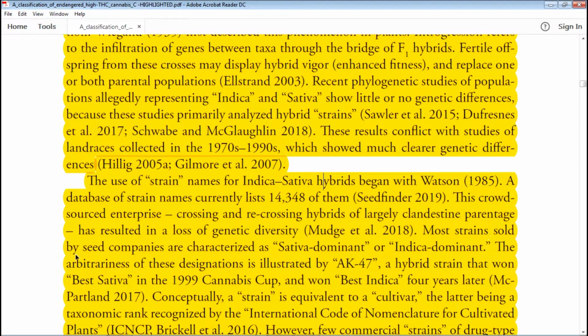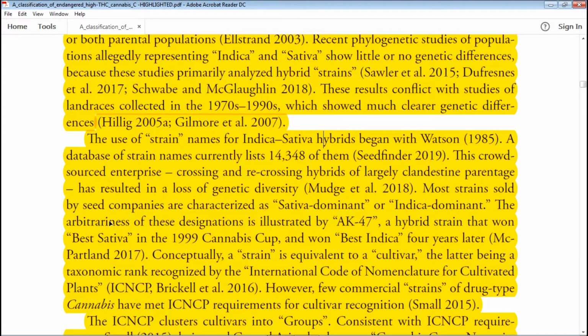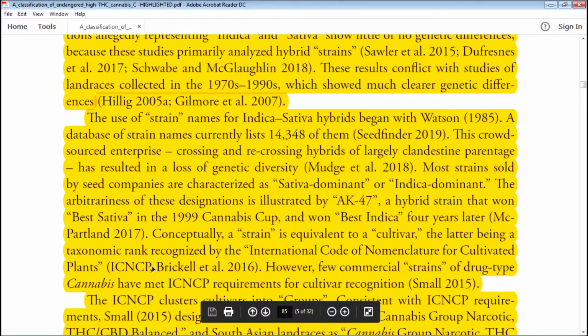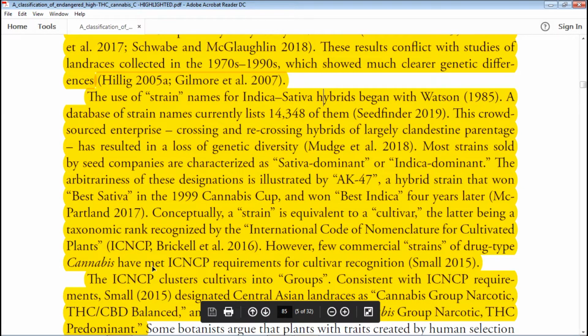Most strains sold by seed companies are characterized as sativa dominant or indica dominant. The arbitrariness of these designations is illustrated by AK-47, a hybrid strain that won Best Sativa in the 1999 Cannabis Cup and won Best Indica 4 years later. Conceptually, a strain is equivalent to a cultivar, the latter being a taxonomic rank recognized by the International Code of Nomenclature of Cultivated Plants.